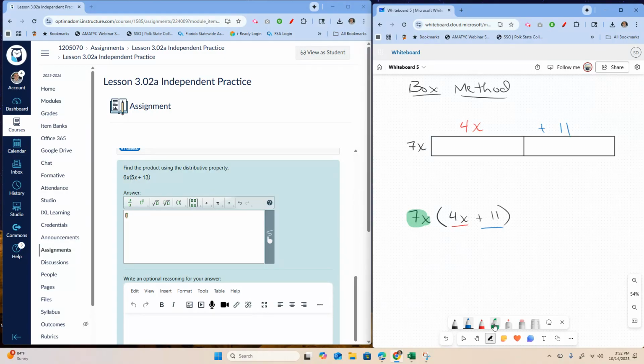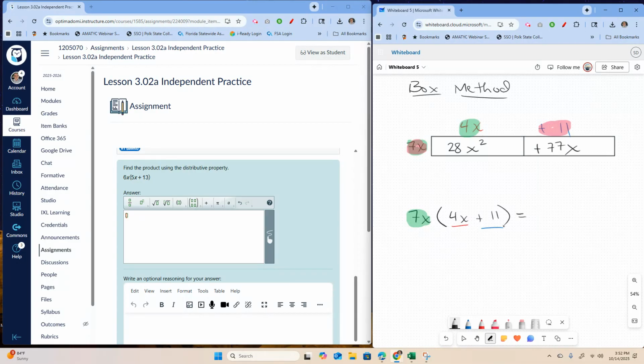And then I'm going to multiply the 7x by the 4x. 7 times 4, use a calculator. That will be 28. And then x times x, because I'm repeating the x 2 times, I'm going to write x squared. Then I'm going to do the 7x, and multiply by the plus 11. 7 times 11 is positive 77. And then because I have an x and the 11 doesn't have an x, I keep the x here.